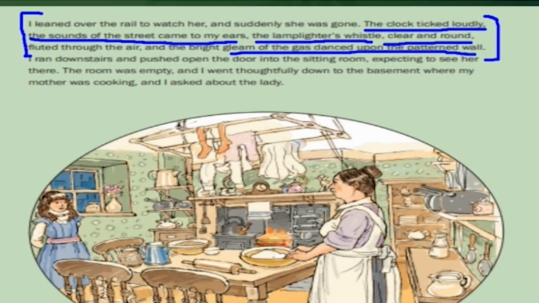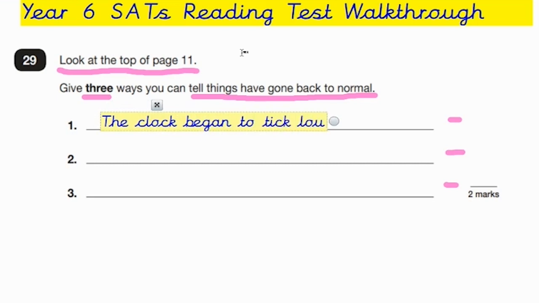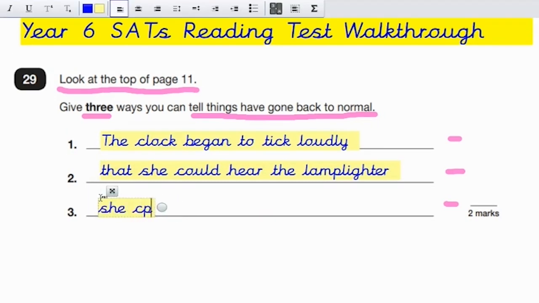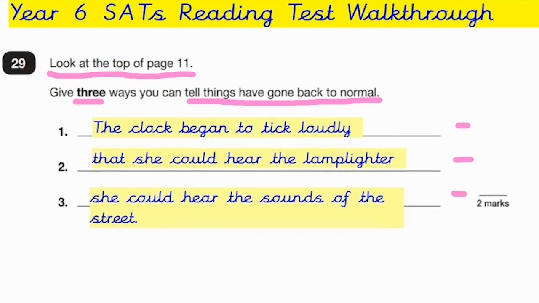Right, let's go back to the question. So, 3 things. Firstly, the clock began to tick loudly, so we know that the clock is ticking. Number 2, that she could hear the lamplighter. And number 3, she could hear sounds of the street. Okay, so there you have your 3 reasons that would get you 2 marks.